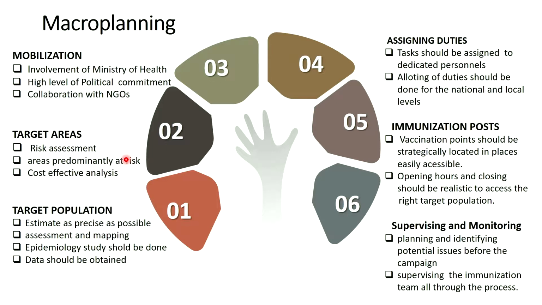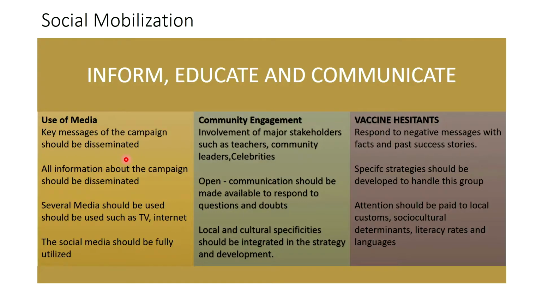Vaccination points should be located strategically in places that are easily accessible by the population. Opening and closing hours of the immunization post should be realistic to reach the target population. Planning and previews help to identify potential issues before the campaign starts. Supervising the immunization team all through the process will help in addressing any arising issues.